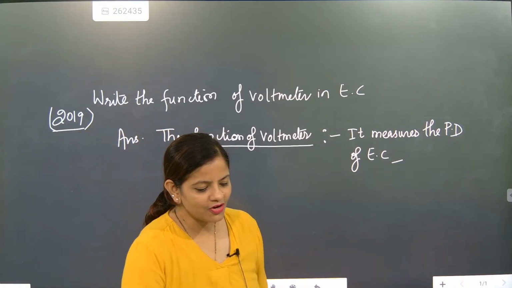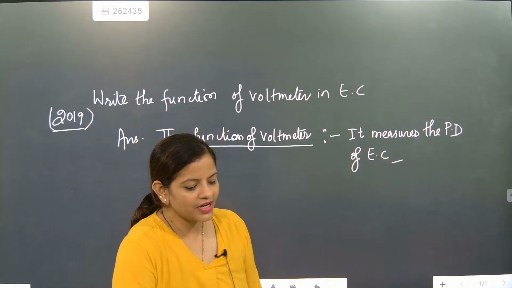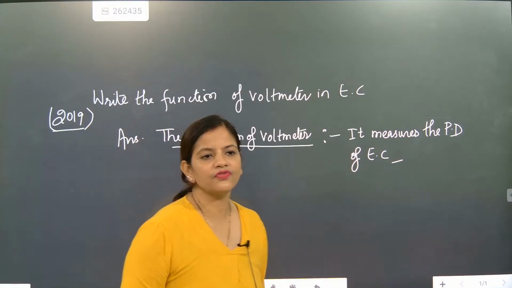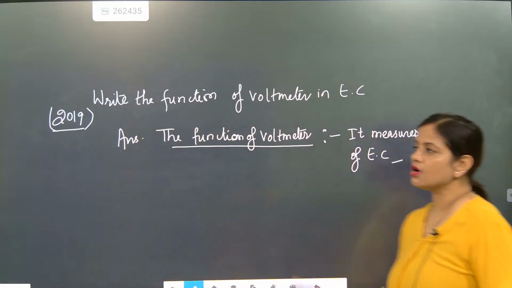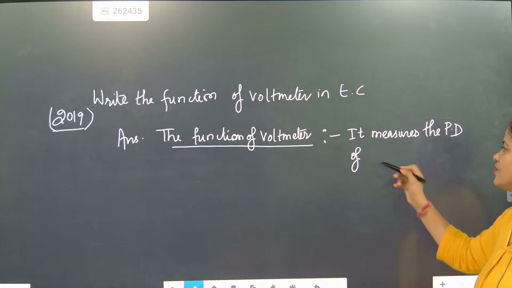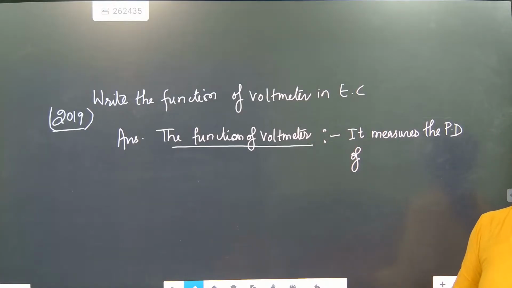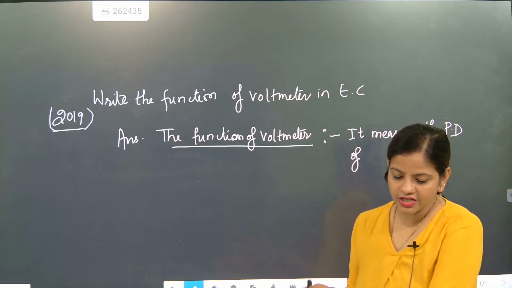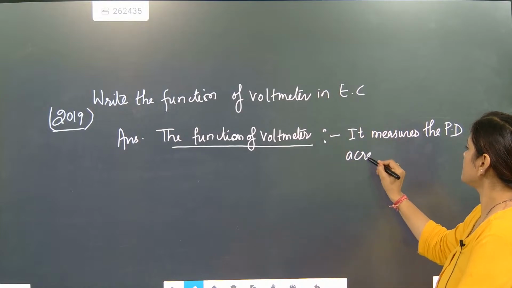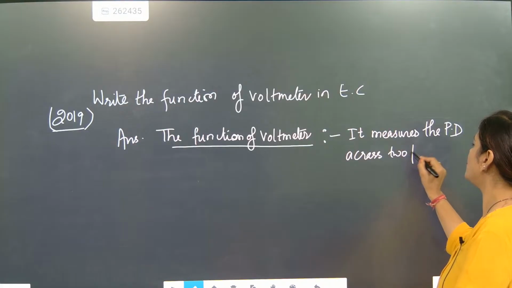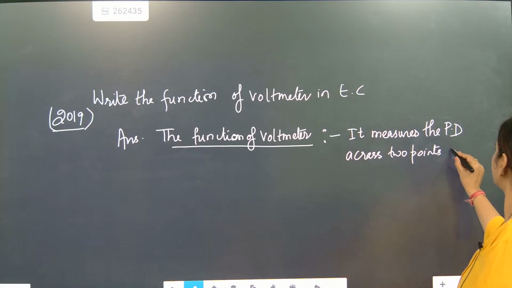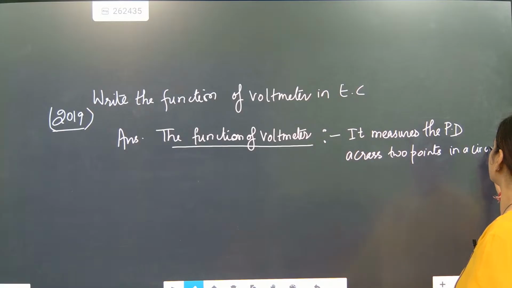Got it? Function of potential difference, it measures the potential difference across 2 points in a circuit, or it measures the potential difference of electric circuit. You can say across 2 points of a circuit also, or like this also. So I write potential difference of 2 terminal, 2 point. Understood? So write this point, potential difference across 2 points of EC or in a circuit.